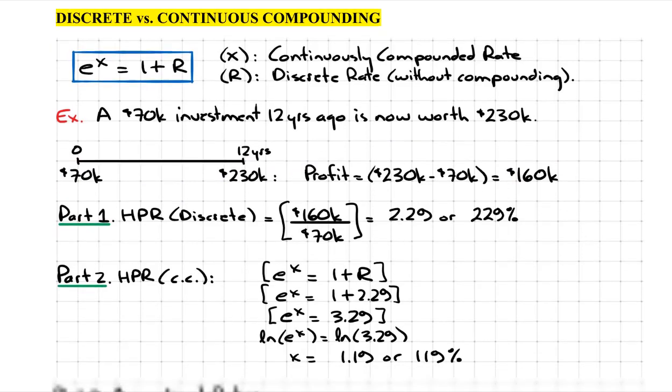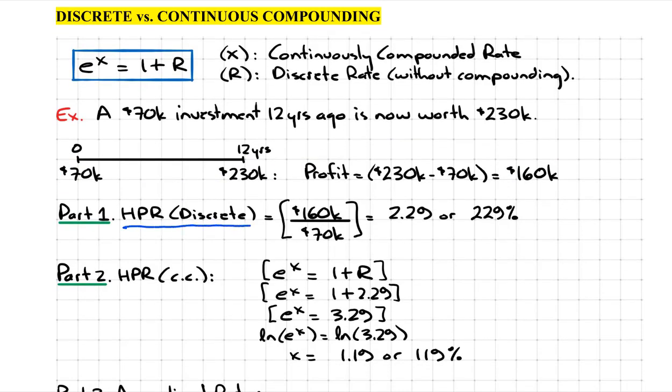In part 1, I want to calculate what my holding period return was, but measured using discrete return. In other words, without compounding. So here it is. I made $160,000 on an initial investment of $70,000. So that works out to 2.29. And then we convert it to percent, which works out to 229%. So over the 12-year period, if you don't assume compounding, I made 229%.